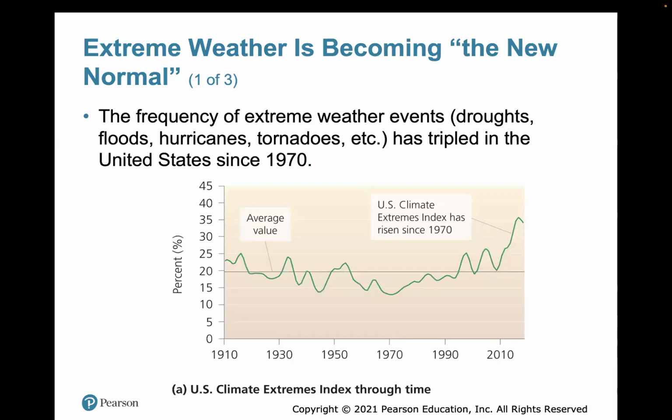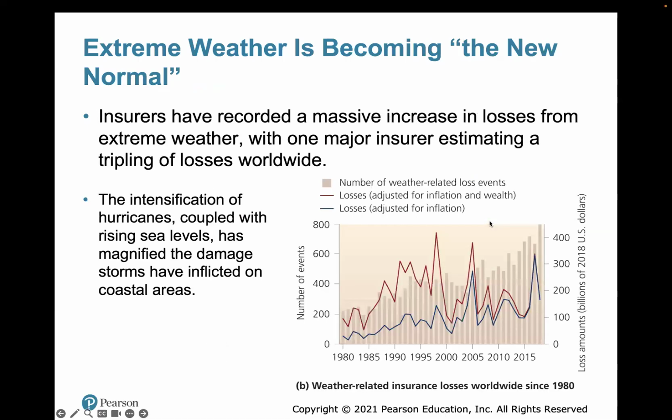And then you probably noticed there were a lot of heavy rains recently, especially in India. It's all due to climate change. That leads to flooding that kills dozens of people, leaves people homeless, and also impacts the economy. The frequency of extreme weather events, droughts, floods, hurricanes, tornadoes has tripled in the United States since the past. If we compare, this is the average value here, and compared to 1930, look at 2010. It's higher up. Here it's around 20-ish, and here it's more like 35. So climate extremes are becoming the new normal.